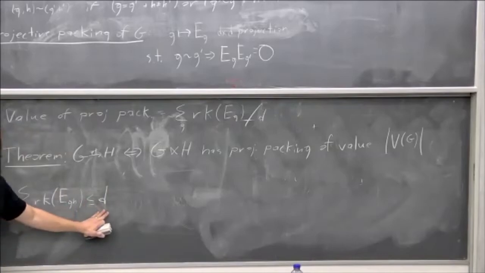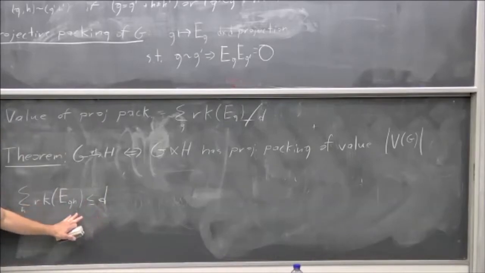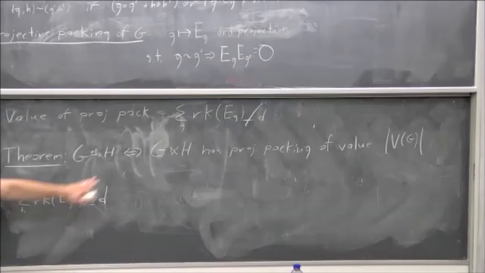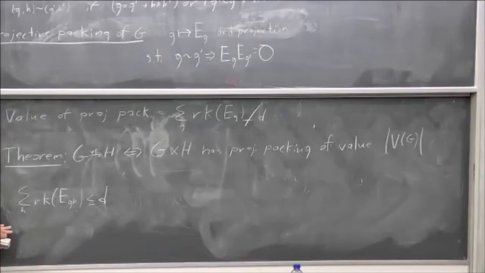and is actually equal to D if and only if the sum of these projections is identity. Okay, that's a short little linear algebra lemma. And so that means that if I can get a projective packing of value D, then actually for all of those cliques, for each little g, I have to get equality here, which means I have to get equal to identity here. Conversely, if I have equal to identity, then of course the sum of these ranks is equal to D. Okay, and so up to some details.